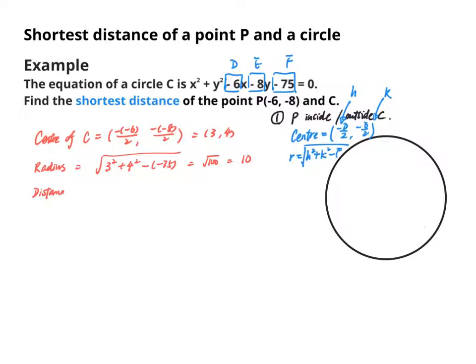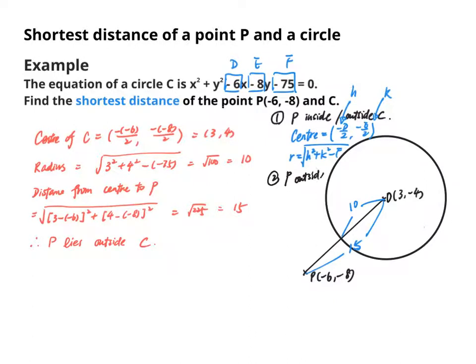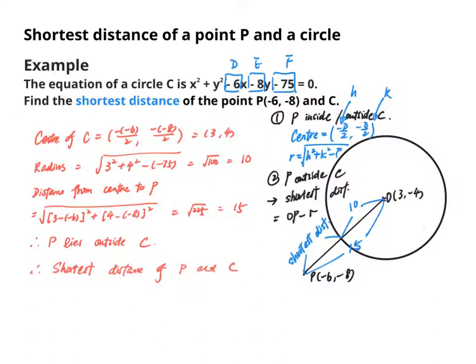Then we can use the distance formula to find the distance between point P and the center of C. It is the square root of (3 minus -6) squared plus (4 minus -8) squared. It is the square root of 225. It is equal to 15. So notice that the distance from center to P is greater than the radius, so point P lies outside the circle. Since point P lies outside the circle, we can find the shortest distance by doing subtraction. That is OP minus the radius. It is equal to 15 minus 10. The answer is 5.